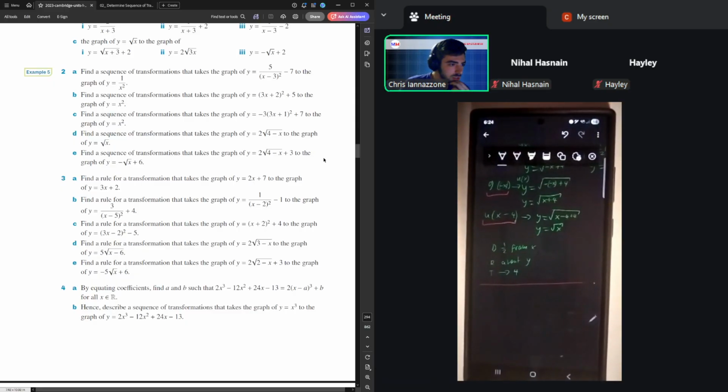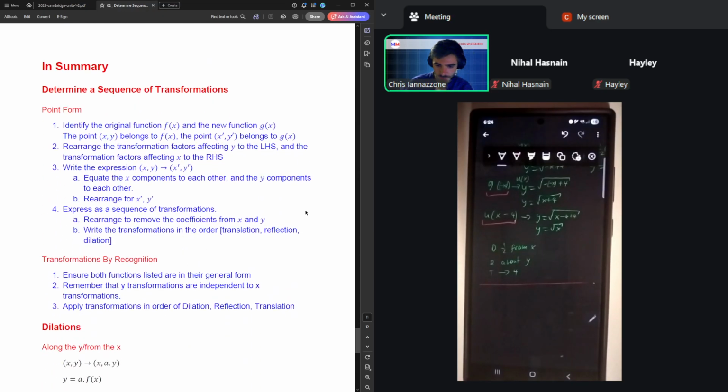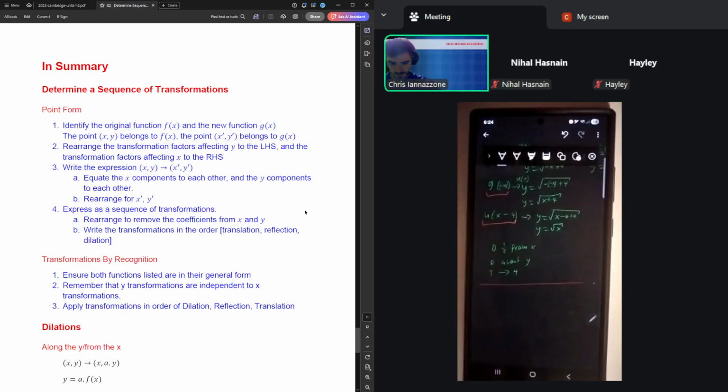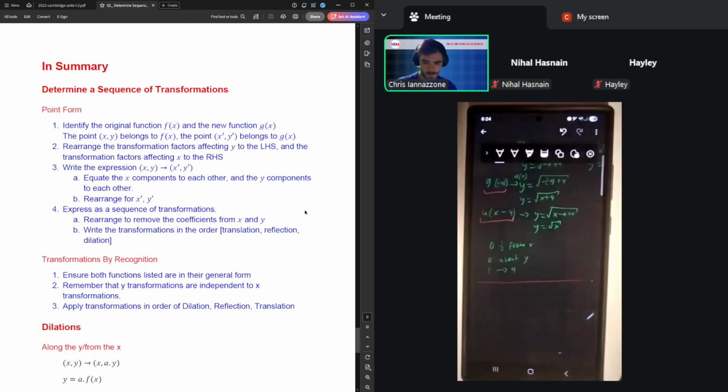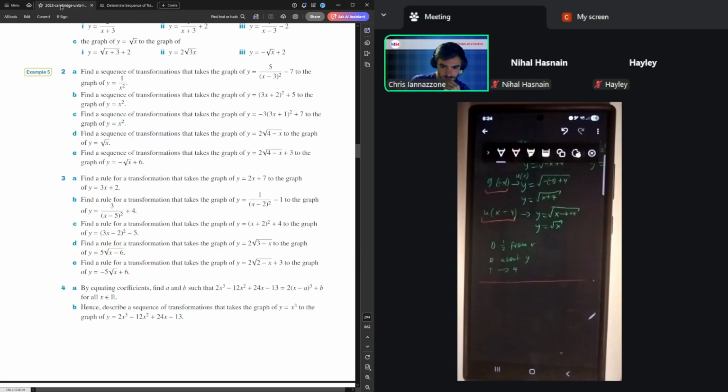Cool. We've got time for one more that we can have a look at. What procedure should we want to use? Point form or recognition. What we just did was recognition. What we were doing previously was the point form. No preferences? Cool. We'll do a point form one then.